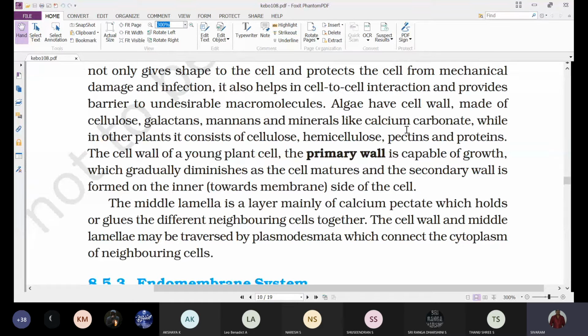While in other plants, that means algae is also a plant, but when it comes to other plants, the cell wall consists mostly of cellulose, hemicellulose, pectins, and proteins. That is cellulose, hemicellulose, and pectins. These are all carbohydrates, and some proteins are also associated with the cell wall. So the cell wall, okay.